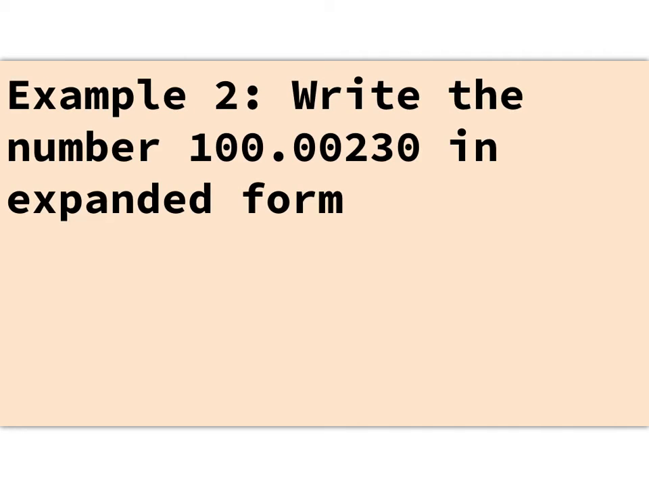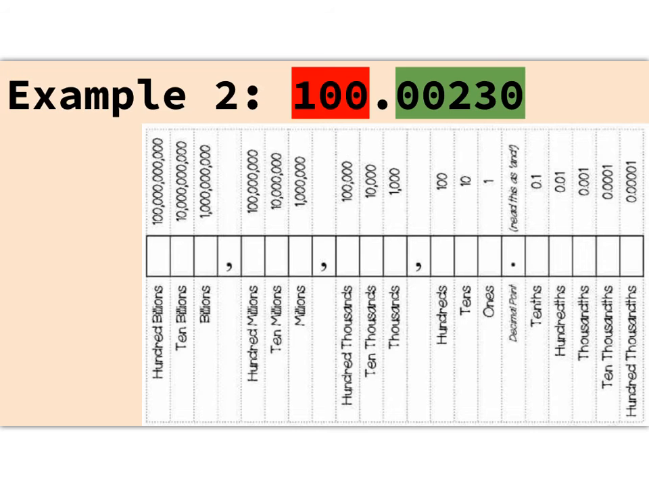On to example 2. Write this number in expanded form. Again, we're going to use the place value chart. So we have 100, 23 ten thousandths, or 230 hundred thousandths. But since the 0 has no value, you really don't have to read it that way unless you're taking a precise measurement in science. The 3 is in a ten thousandths place.